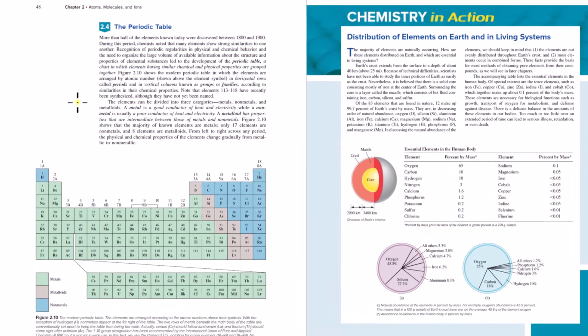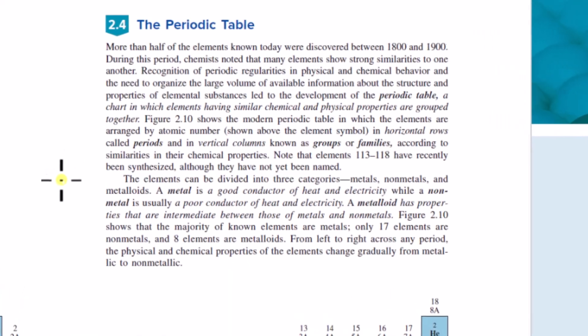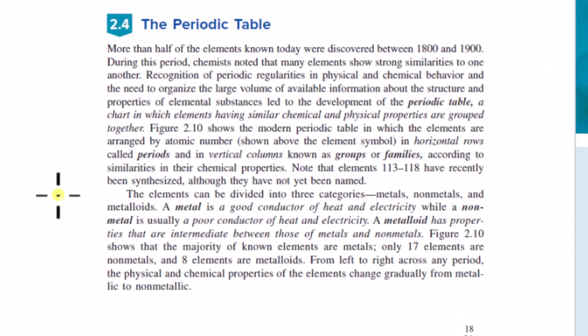Okay, the periodic table. So we're going to talk about the basic fundamentals of the periodic table here, and then in upcoming chapters, we're going to go into a lot more detail, in particular chapter 8. Okay, more than half of the elements known today were discovered between 1800 and 1900. During this period, chemists noted that many elements show strong similarities to one another.